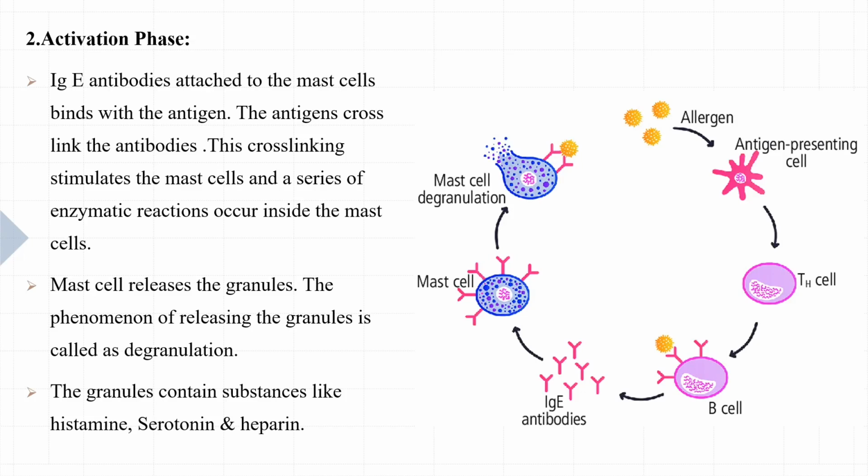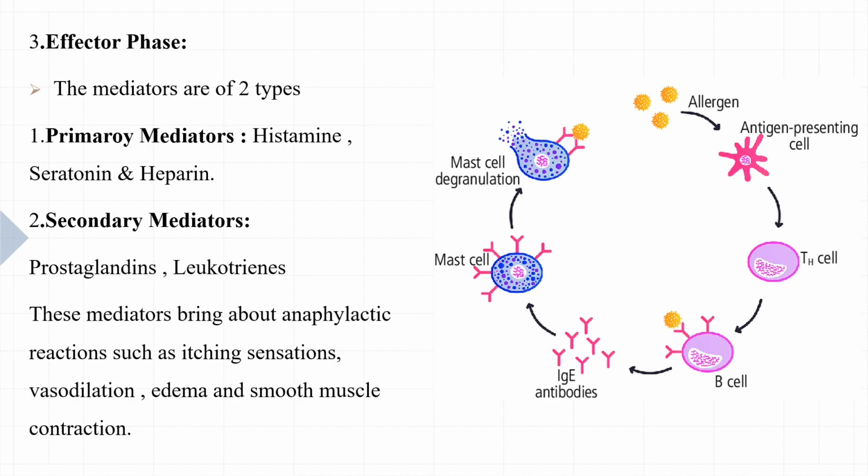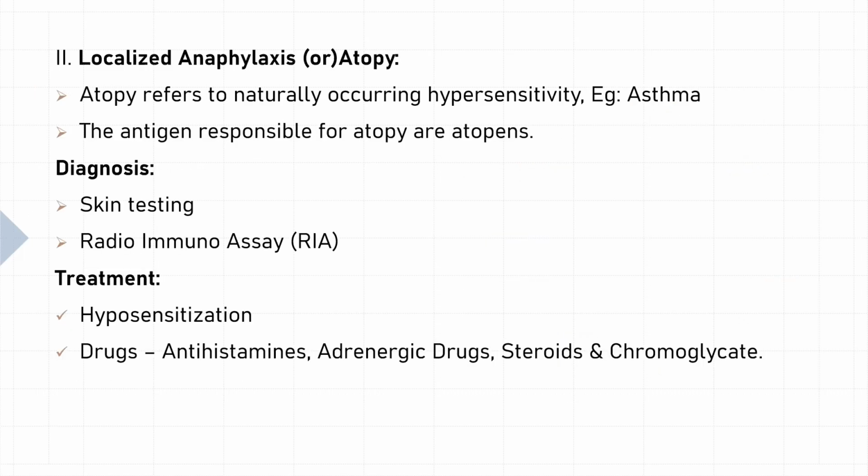Effector phase. The mediators are of two types: primary mediators and secondary mediators. Primary mediators are histamine, serotonin and heparin. They are released from the granules of mast cells and basophils. Secondary mediators are produced by leukocytes on stimulation of mast cells. These mediators bring about the anaphylactic reactions such as burning, itching, vasodilation, edema, smooth muscle contractions, etc. Localized anaphylaxis is also called atopy.